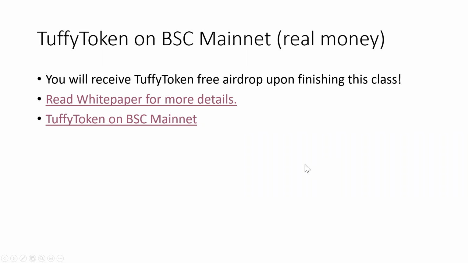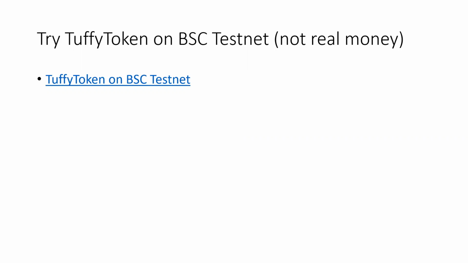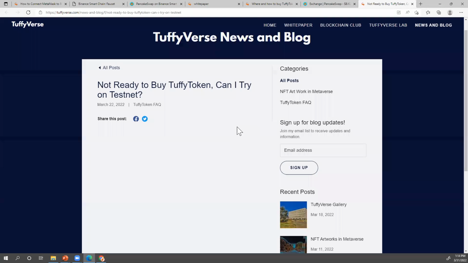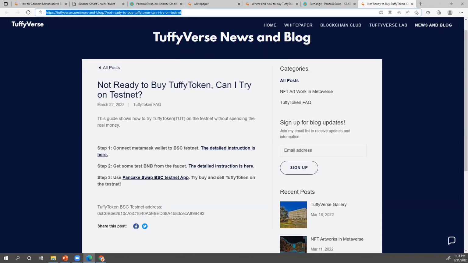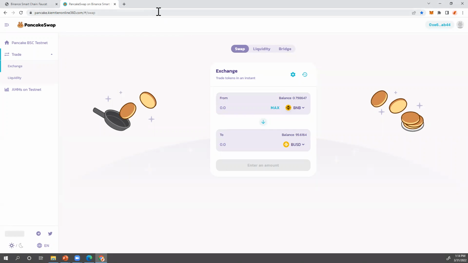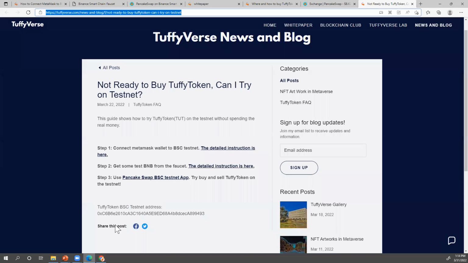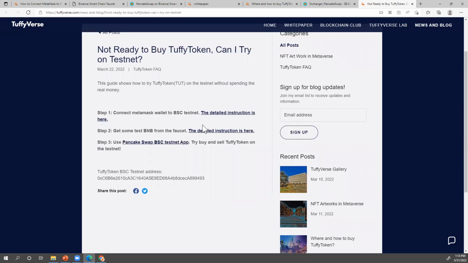And for this class, you do not have to spend any money on this class or on any type of token. You do not need to buy the real Ether for this class. You do not need to buy Taffy token on the mainnet, because you can just play it on the testnet as well. So these are not real money. So you can click here. Let me copy paste this account over this. No, it's this one. Okay, this is an article. So basically, you can try just the Taffy token on the testnet.